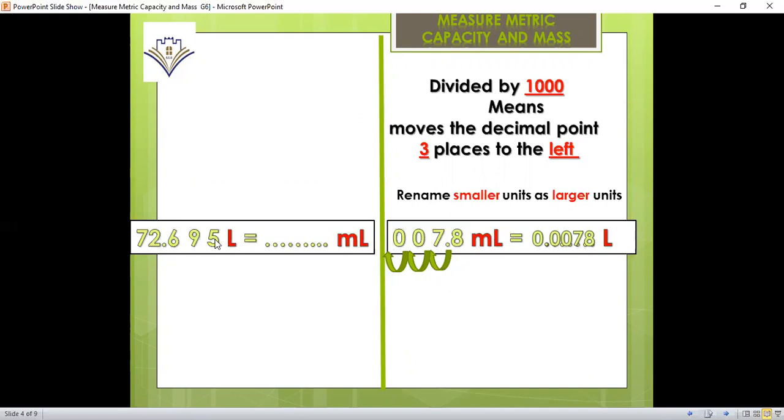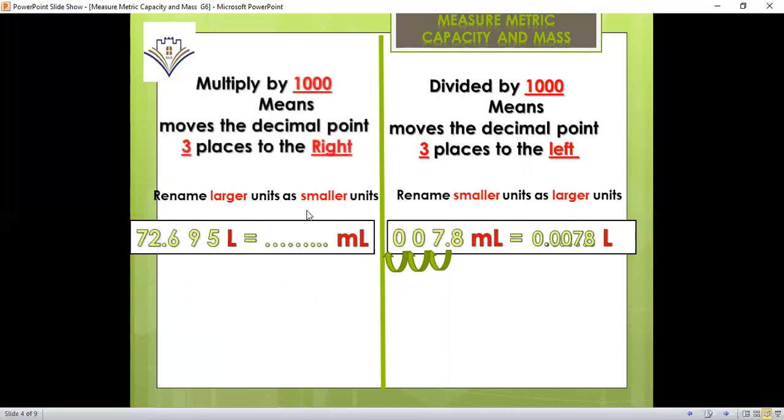Second question is 72.695 liters equals dots milliliters. Is it renaming from a smaller unit as a larger unit, or the opposite? Yes, liter is larger than milliliter, and 1 liter equals 1000 milliliters. Then it's renaming a larger unit as a smaller unit. Then multiply or divide? Multiply by 1000.